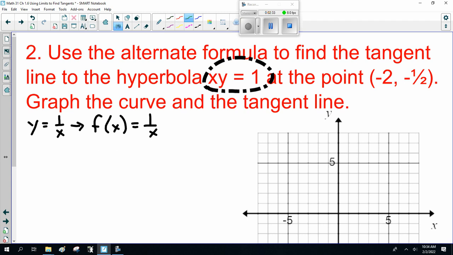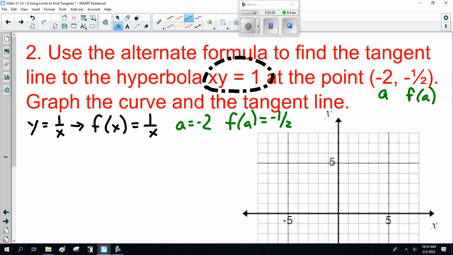Now the next thing is my point here. I have the coordinates minus 2 comma minus 1/2. So this is a, and this is f of a. So I should write that down: a equals minus 2, f of a equals minus 1/2. I gave you those coordinates, or you could plug it in. What is f of minus 2? It's 1 over minus 2. And don't forget the minus sign.